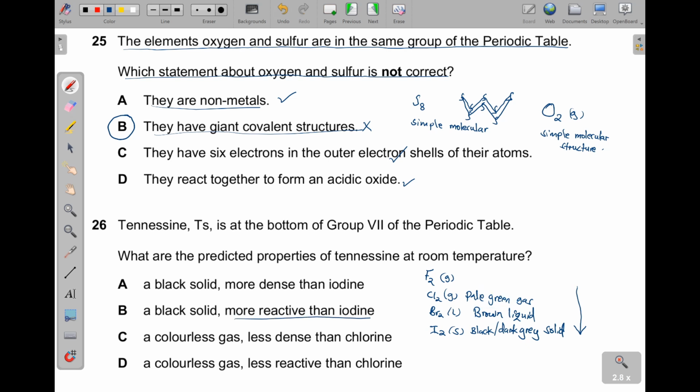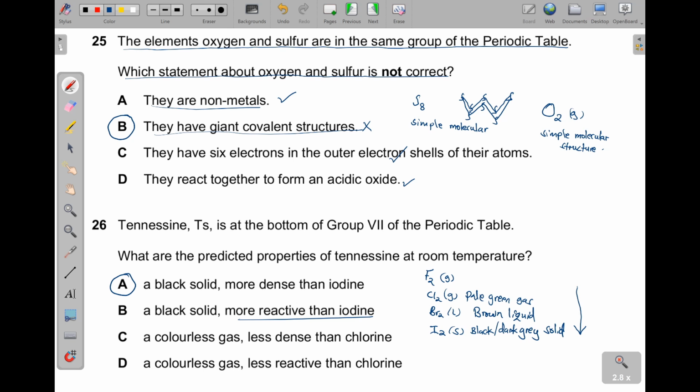Okay, then what else do we have? Is more reactive than iodine, then more dense than iodine. I think this one is okay, more dense, because it has many more protons, and protons have got a mass. Okay, so this one has to be correct.